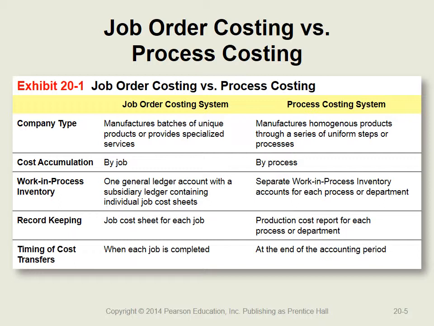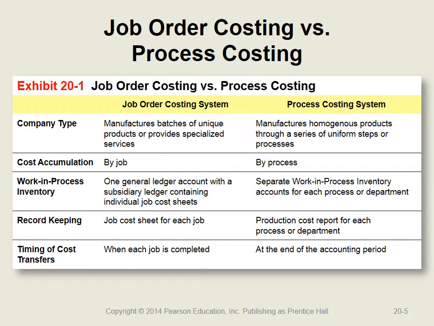In contrast, companies which manufacture large quantities of homogeneous products through a series of uniform steps or processes use process costing to determine product costs. Examples of manufacturers which use process costing are soft drink bottlers, paint manufacturers, and gasoline refiners.